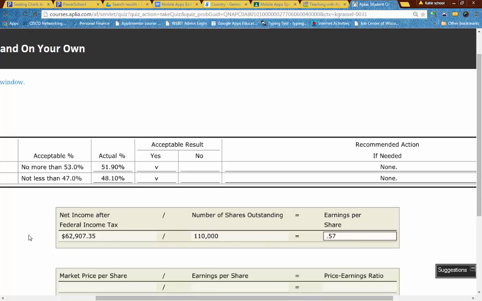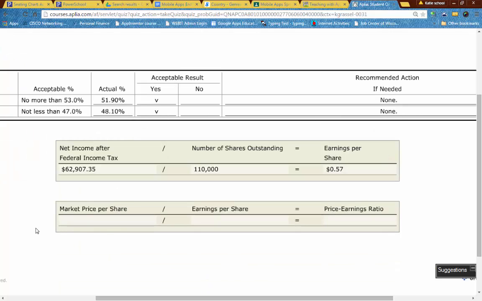But now what we need to do is calculate our price-earnings ratio. To calculate a price-earnings ratio, we take our market price per share. That is the value of the stock currently being traded right now, which is 13.75. They gave us that in our directions. Then we take our earnings per share, 0.57, which we just calculated, and that's going to give us our price-earnings ratio, which is going to be 24.1.